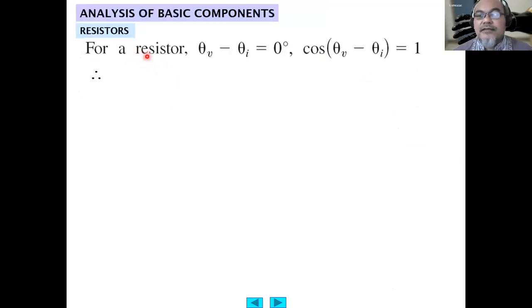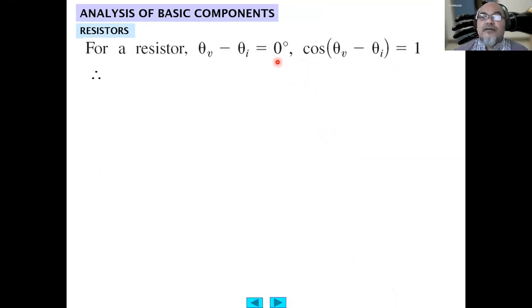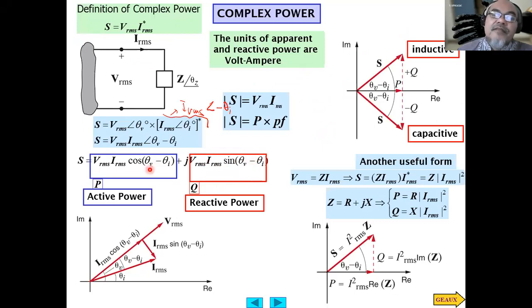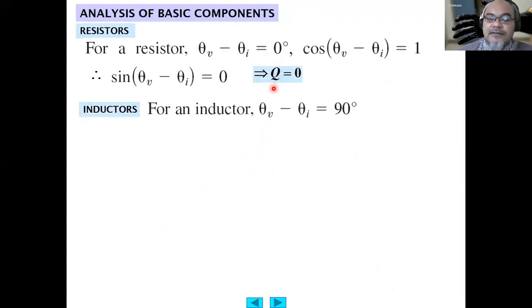For a resistor, theta V minus theta I, the phase angle difference between the voltage and the current, is equal to 0. That is why the cosine of this difference, theta V minus theta I, equals 1. So what we will have is only active power. The reactive power will be equal to 0. Since theta V minus theta I equals 0, the active power equals VRMS times IRMS, while sine 0 equals 0, so the reactive power is 0.